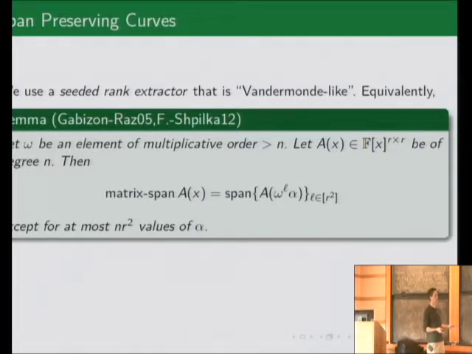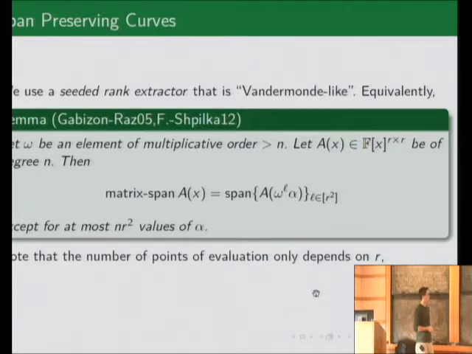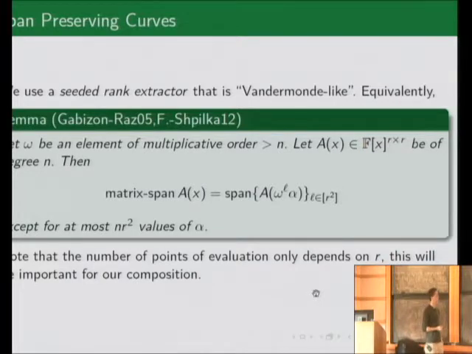So in some sense, this is surprising because on the left-hand side it's sort of the span of n things, and on the right-hand side, it's the span of just r squared things. But it's not too surprising because really this is just an r squared dimensional vector space. So if n is really, really large, we're just sort of shrinking it down to what it should be. Okay, and it's important for our composition that this only depends on r, otherwise we get some sort of blow up.